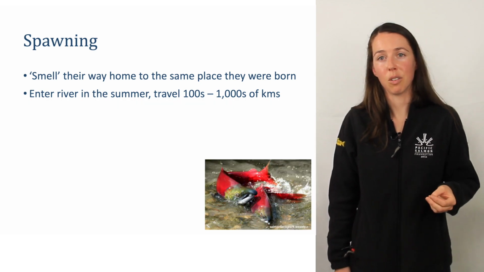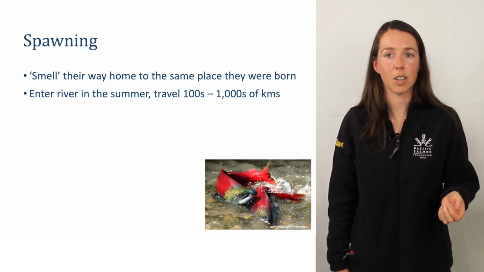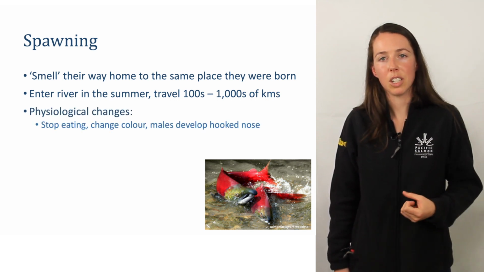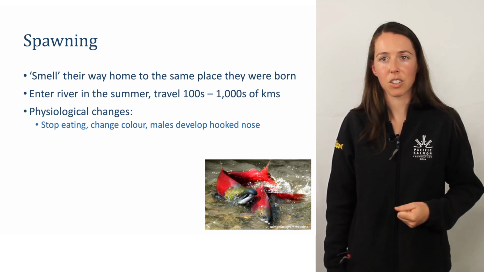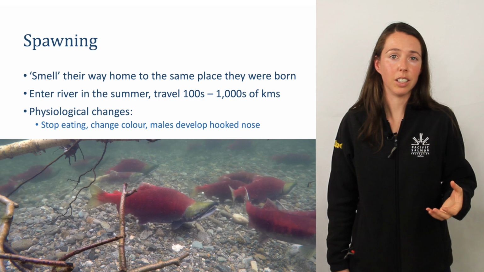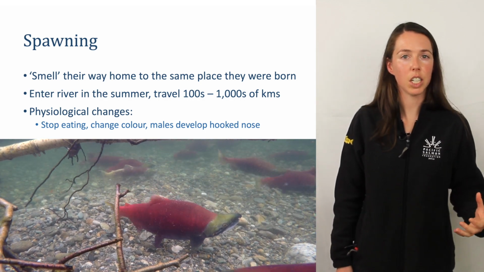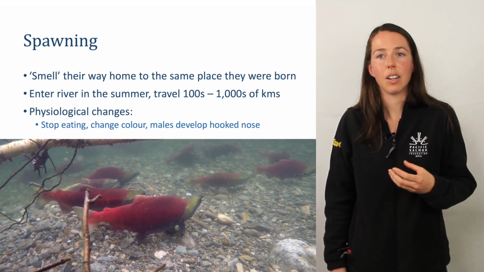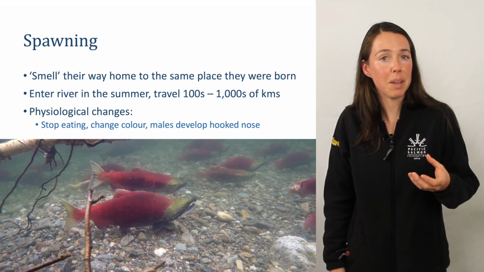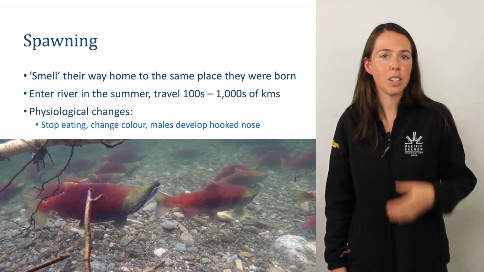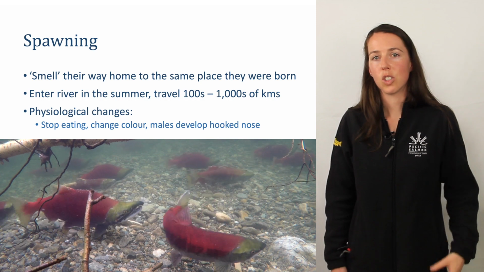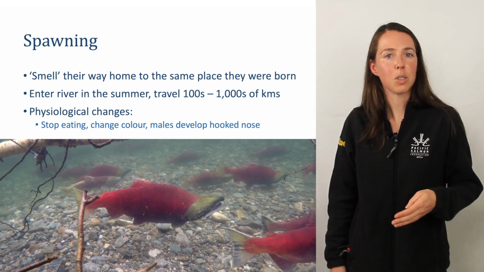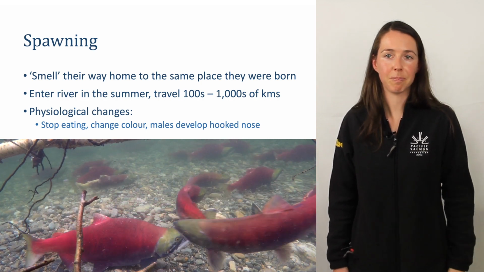But they actually start to undergo physiological changes, one of them being that they stop feeding. So to get this energy, they start to absorb some of the tissues in their body to go towards reproduction. They also start to change color. So they go from this flashing silver to bright reds and greens, which they use to attract mates, and also develop, especially the males, features such as hooked noses or humpbacks, which show the females that they are a healthy, suitable partner, but also can be used to fight off other males on the spawning grounds.